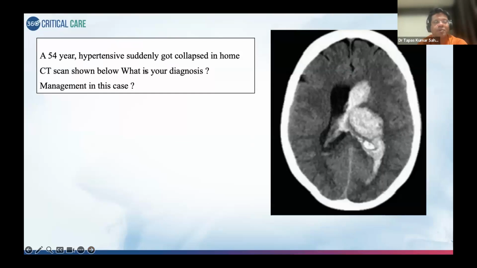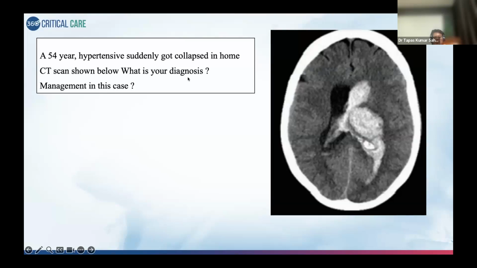Now a 54-year-old hypertensive suddenly collapsed at home. CT scan is shown below. What is your diagnosis? Management. What is happening? IVH. Very safe side. ICH with IVH. Some better answer. Left IC bleed. Thalamic bleed with IVH with EVD.